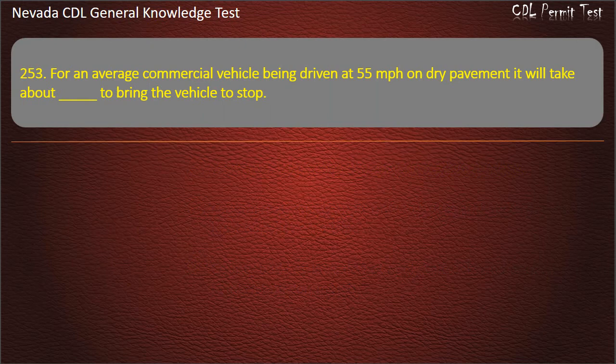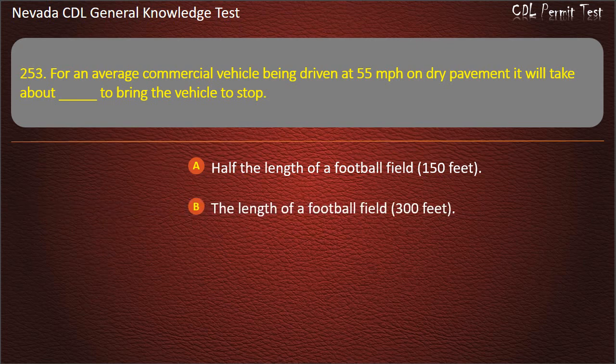Question 253. For an average commercial vehicle being driven at 55 miles per hour on dry pavement, it will take about half the length of a football field, 150 feet, the length of a football field, 300 feet, or twice the length of the vehicle to bring the vehicle to a stop. Answer. The length of a football field, 300 feet.